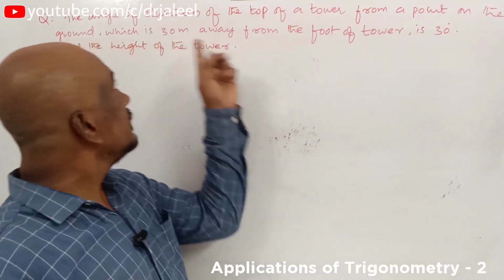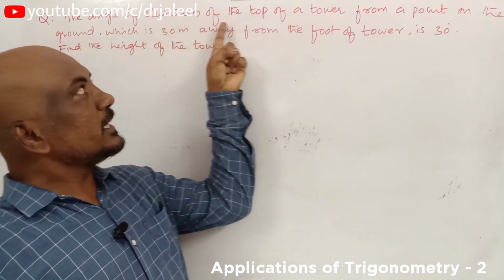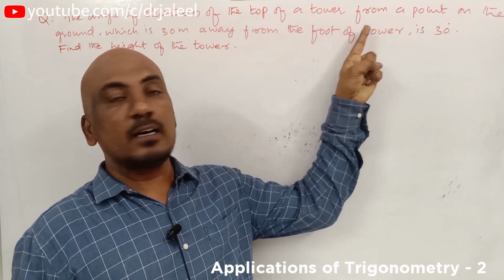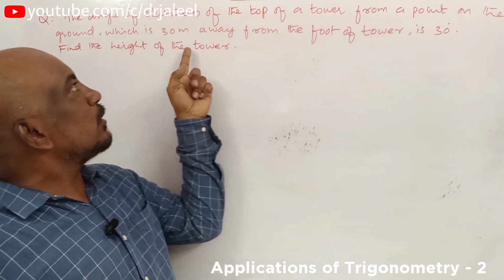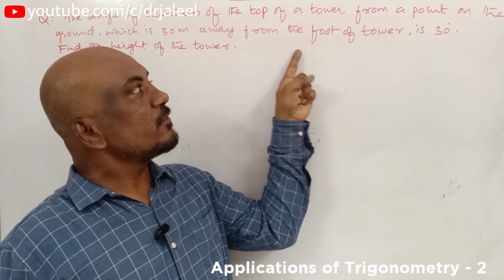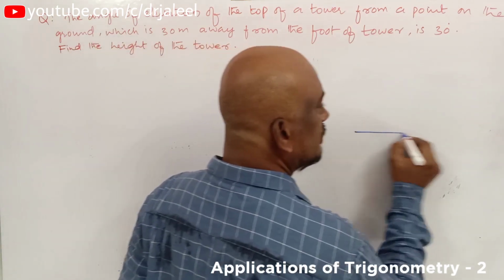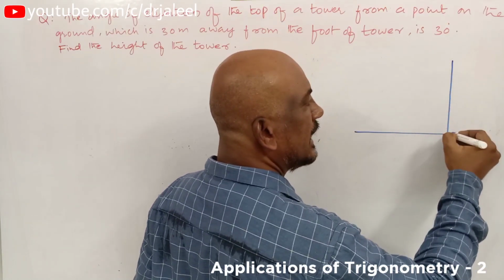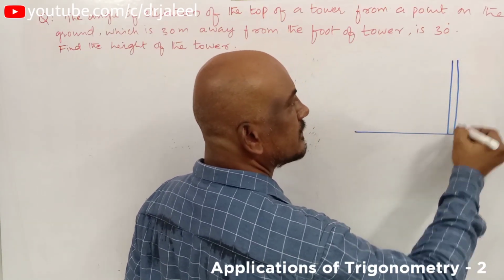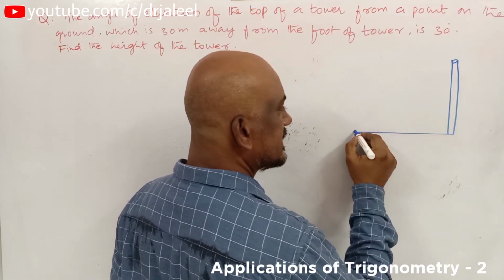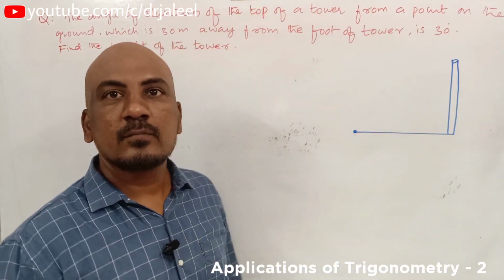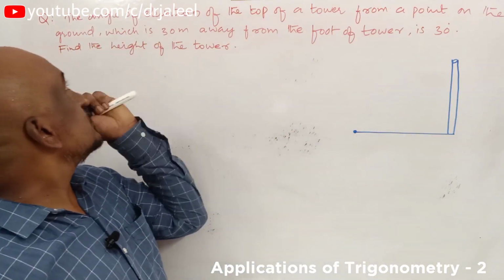Children, in this problem, the angle of elevation of the top of the tower from a point on the ground which is 30 meters away from the foot of the tower is 30 degrees. So let us see, this is the ground and he is talking about one tower, right? And let us take this as a point, right children? So now let's once again read.